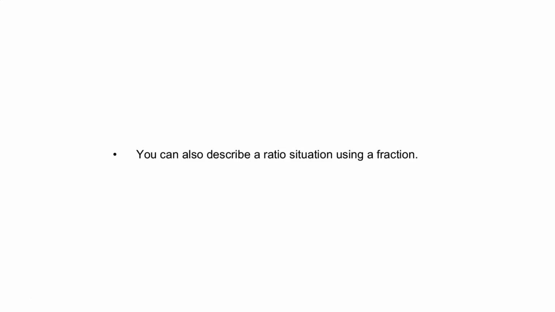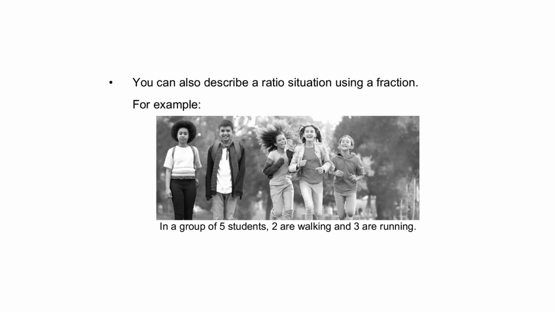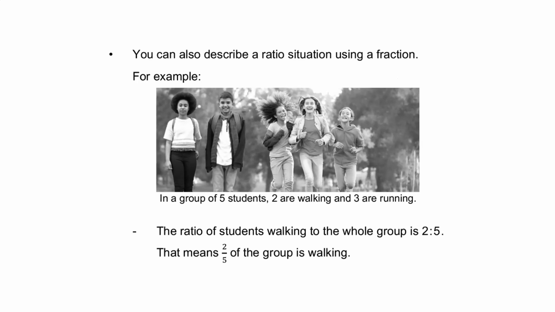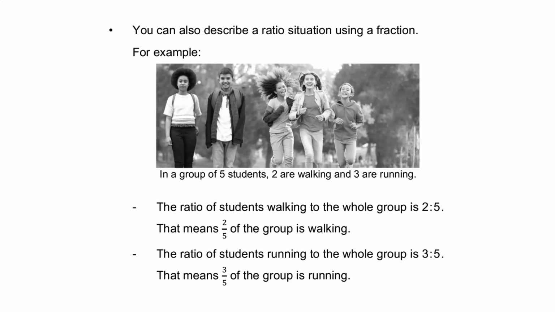You can also describe a ratio situation using a fraction. For example, in a group of 5 students, 2 are walking and 3 are running. The ratio of students walking to the whole group is 2 to 5. That means a fraction of 2 out of 5 of the group is walking. The ratio of students running to the whole group is 3 to 5. That means 3 out of 5 of the group is running.